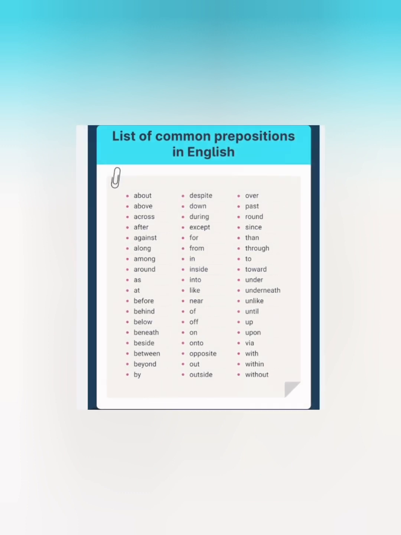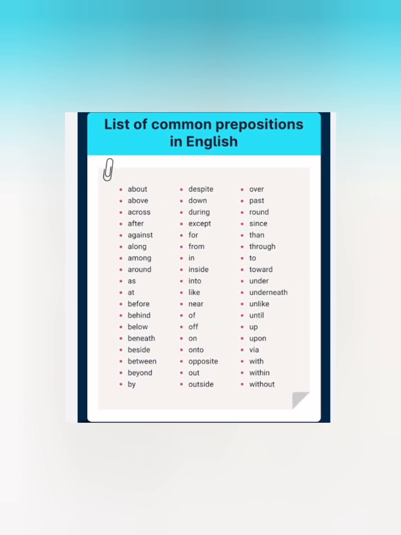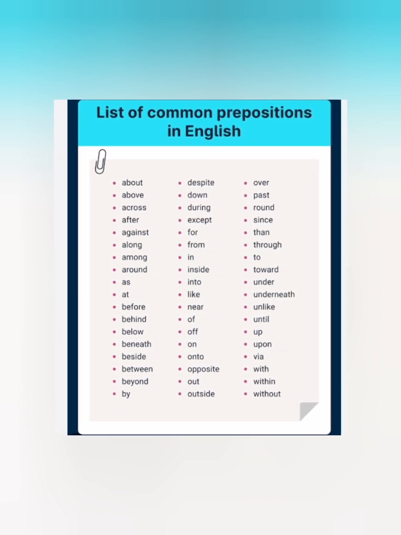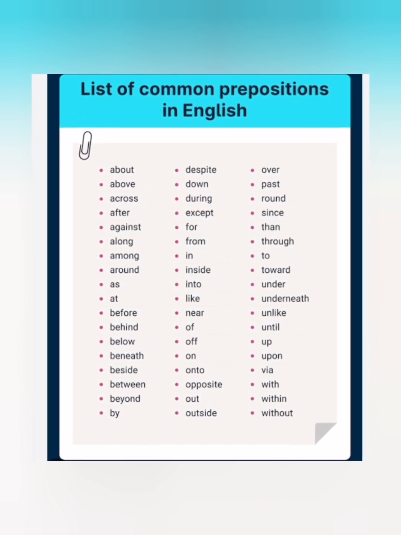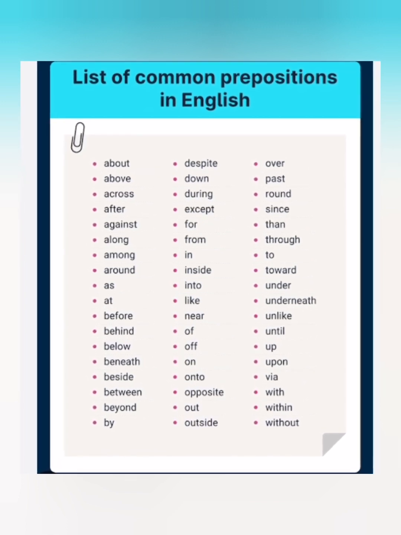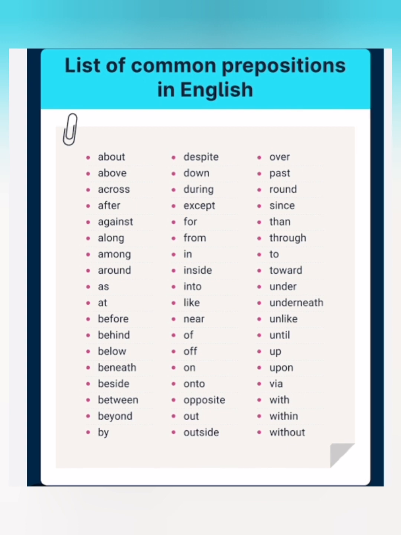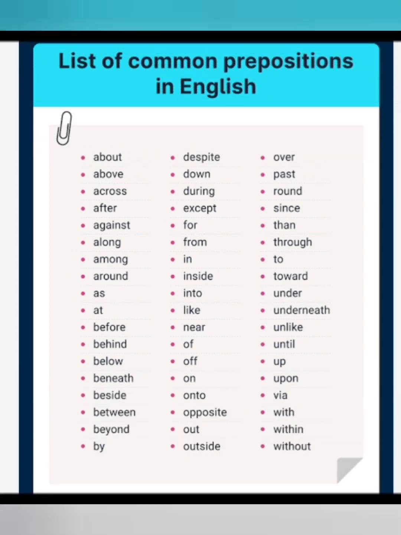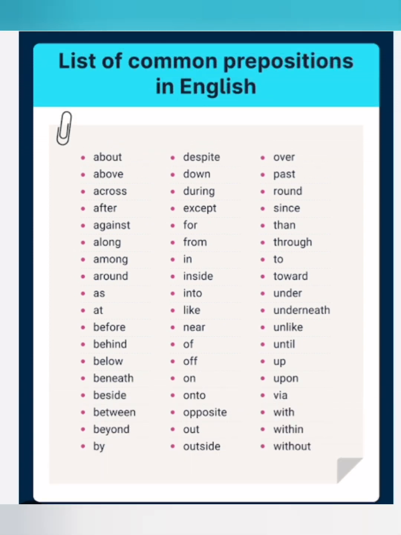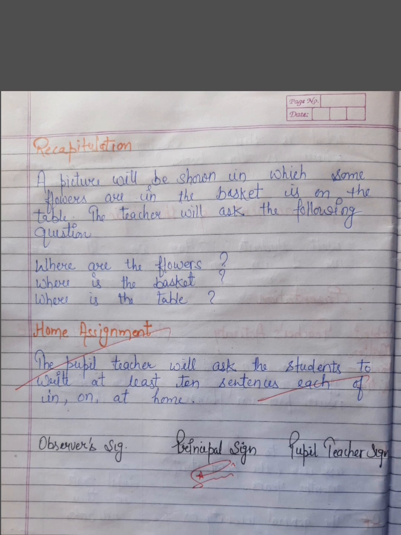List of common prepositions in English: about, above, across, after, against, along, among, around, as, at, before, behind, below, beneath, beside, between, beyond, by, despite, down, during, except, for, from, in, inside, into, like, near, off, on, onto, opposite, out, outside, etc.